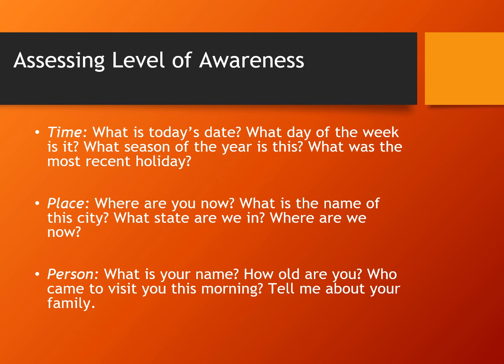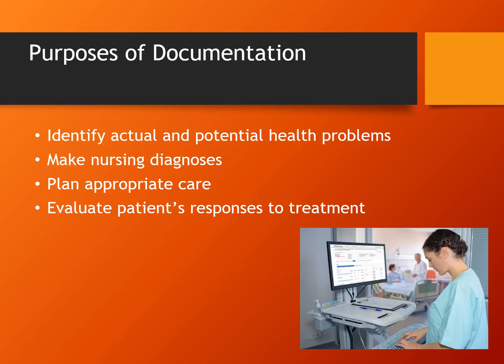Assessing level of awareness. Again, this will be whether it's appropriate or not, right? Is this a neurological patient? Is this somebody who had a head injury? Is this an older adult who might have gotten confused? Probably not going to ask this of a 4-year-old who came in because they fell down and hurt their arm. So time, place, and person. Again, these are the three key big questions, things that we want to assess, and some sample questions.